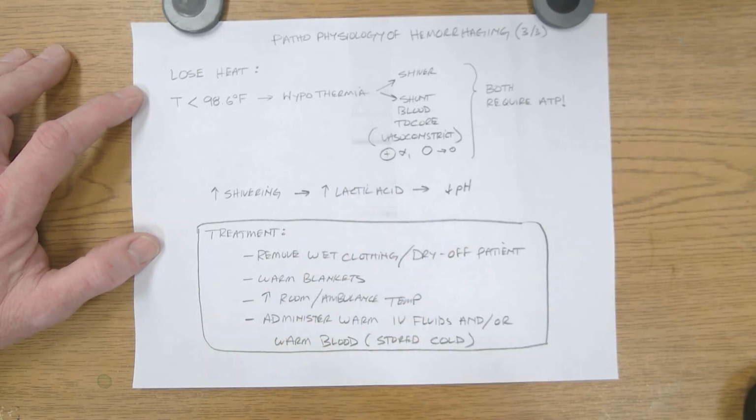Okay, so the treatment for this is to remove all the wet clothing and dry off the patient. Then you're going to cover them up again with warm blankets. You're going to jack up the temperature in the room, jack up the temperature in the ambulance.